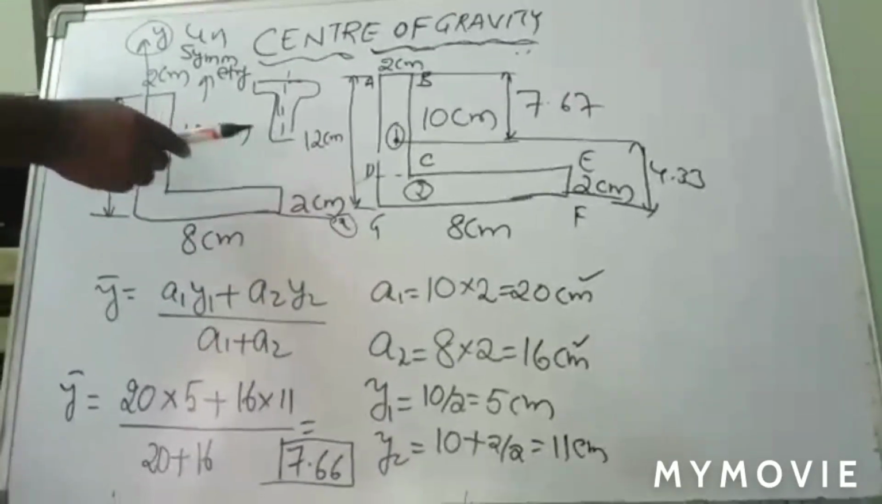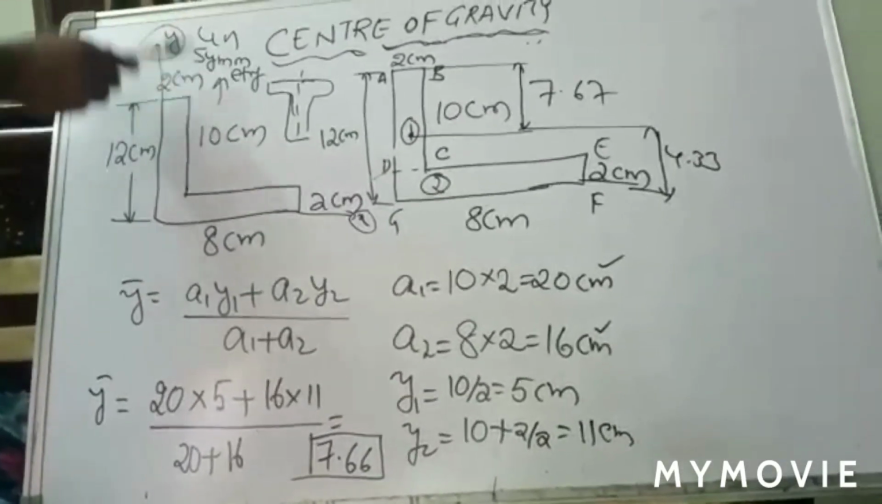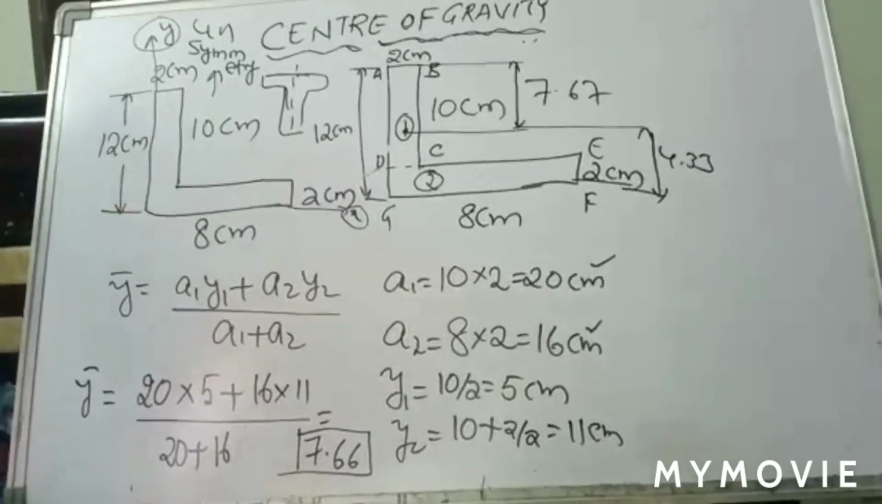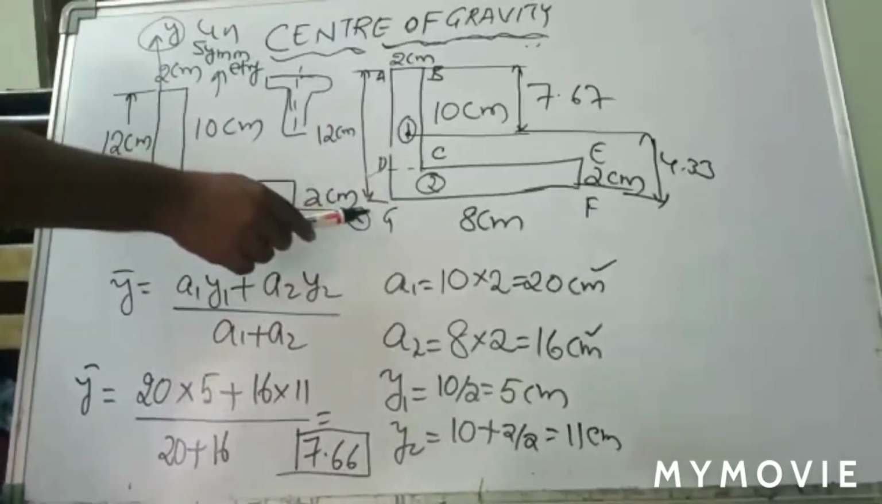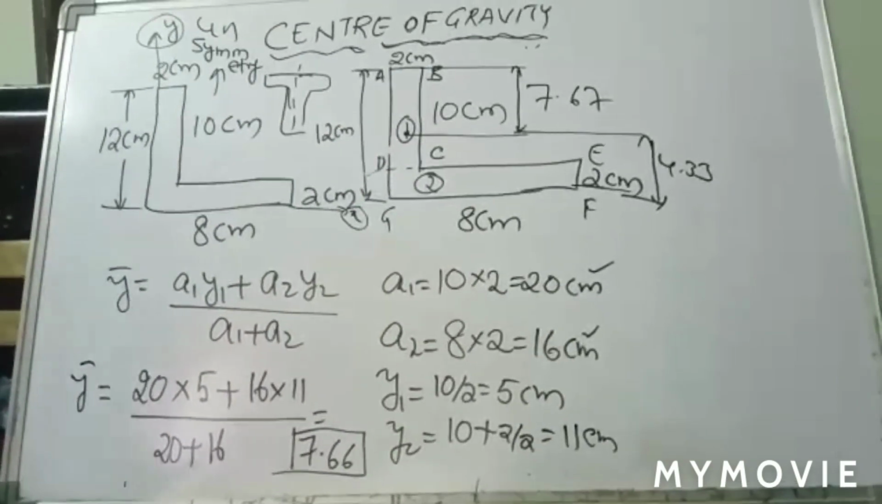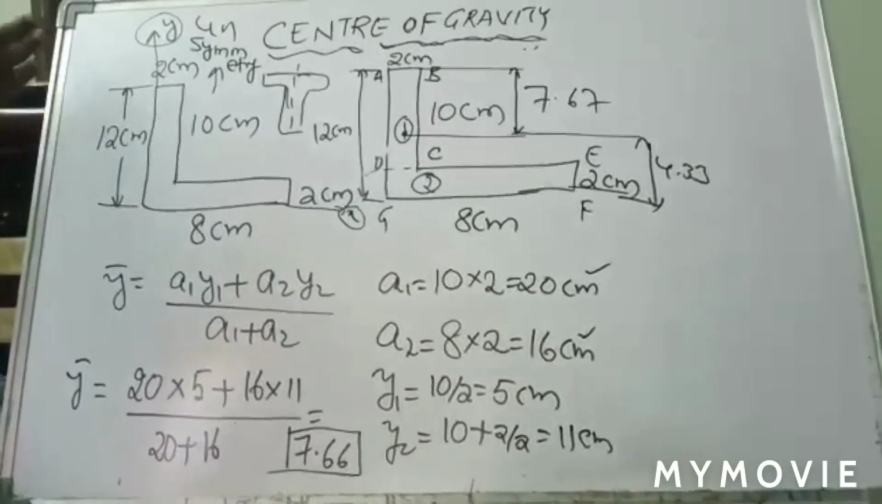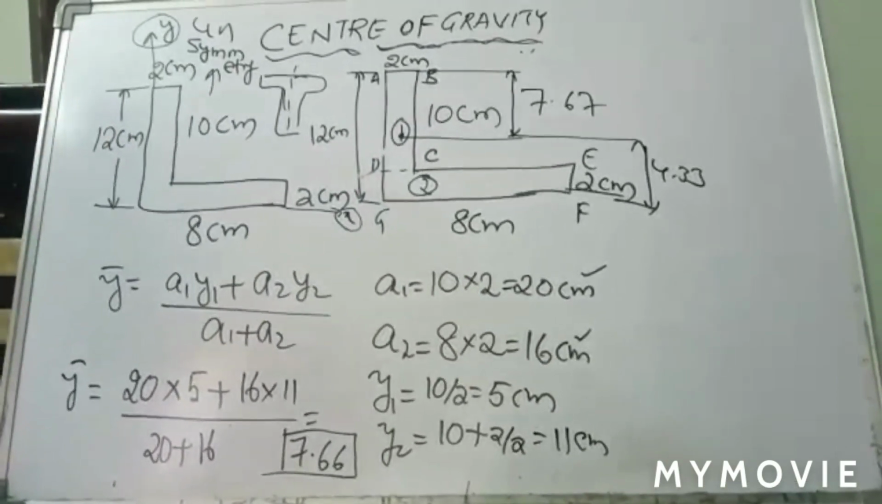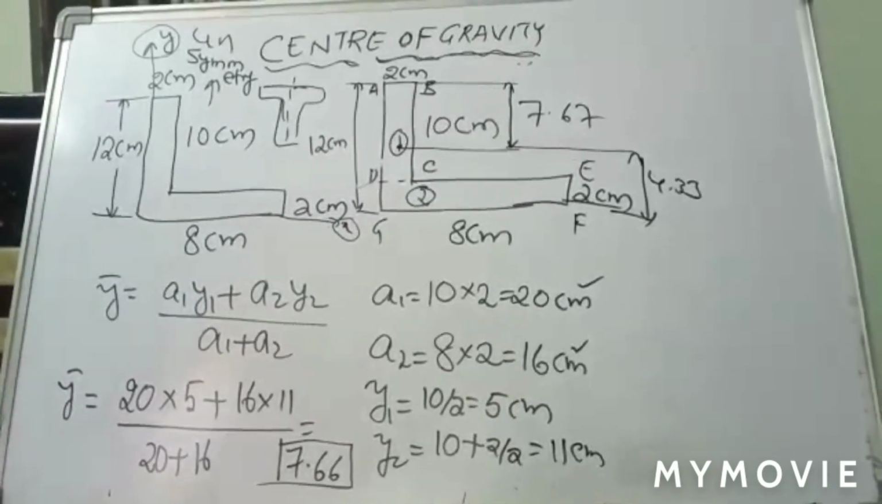So this is a symmetric section and this is an unsymmetric section, right? Clearly it is an unsymmetric section. Unsymmetric section means you have to consider both the x axis and the y axis. So for this problem you have to consider both the axes. For the previous problem you only had to consider one axis, that is the y axis, right?